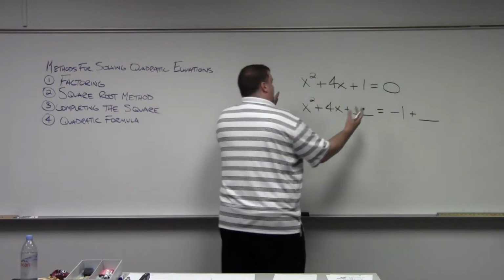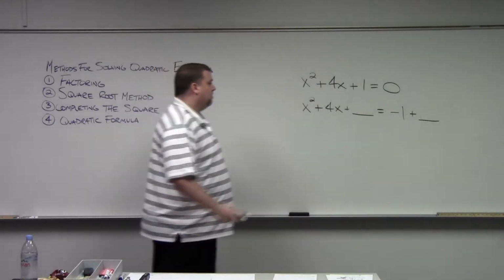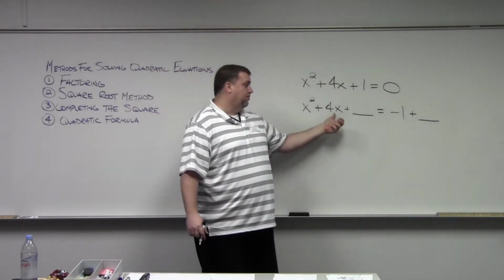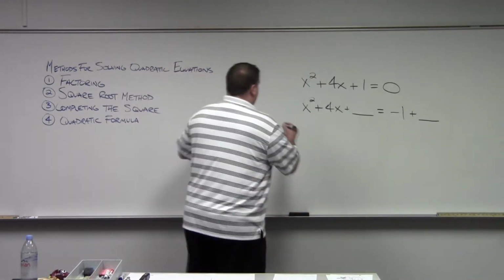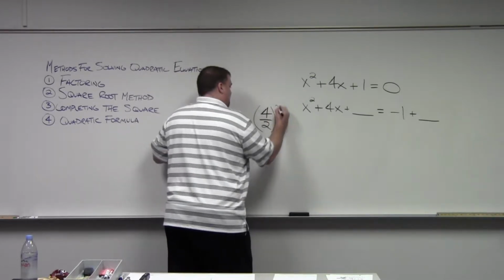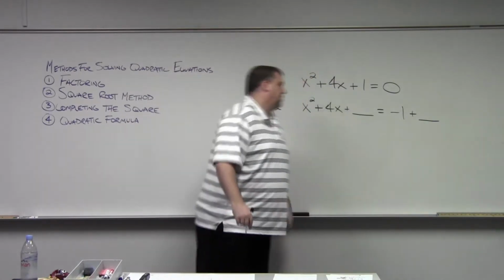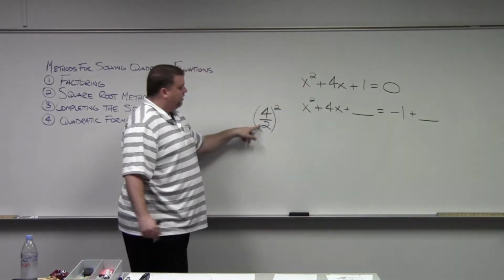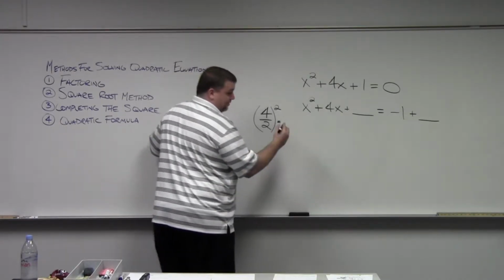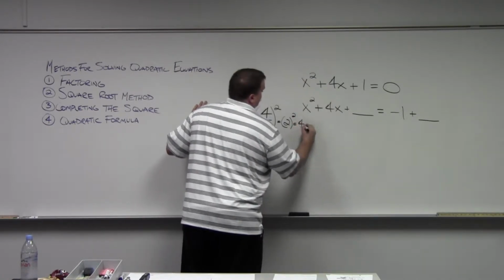Our goal is to turn this left side involving the x's into a perfect square trinomial, the completing the square part. What you want to do is take your b, your middle term, the part that's in front of x, divide it by 2 and square it. That's going to be the number that goes into the blank on both sides. So 4 divided by 2 is what? 2, okay. And then 2 squared is 4.